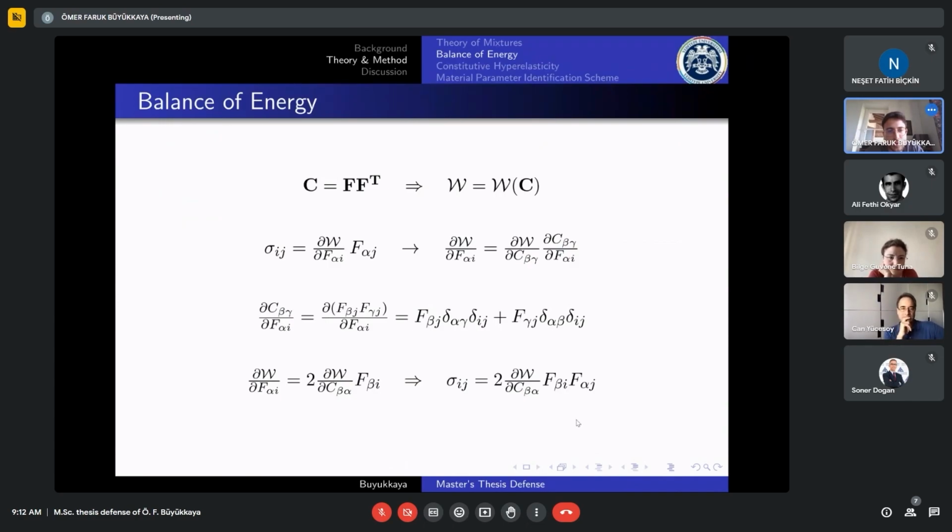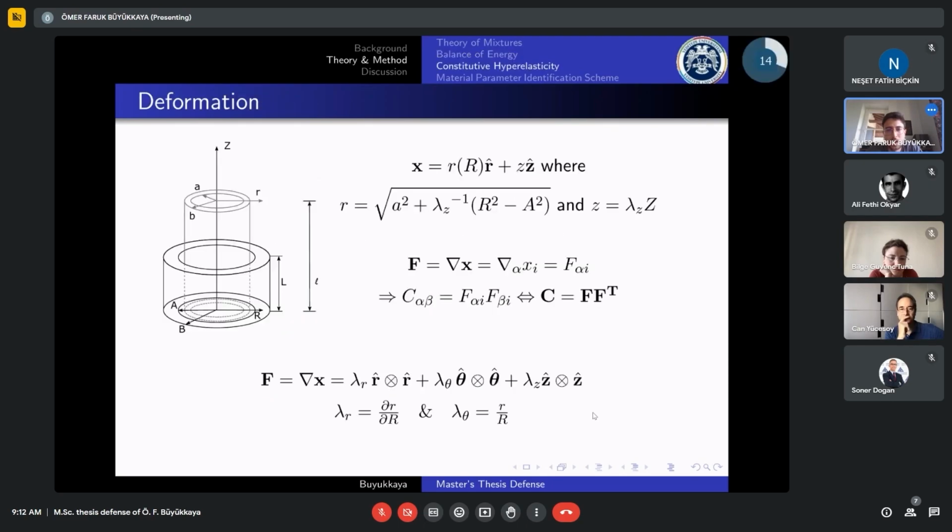Since the left Cauchy-Green tensor is equal to F times F transpose, we define it as so. W is actually a function of the deformation tensor. So the derivative in the sigma ij can be expanded by using this dependency, and evaluating the derivatives, we can transform the sigma ij expression into this.